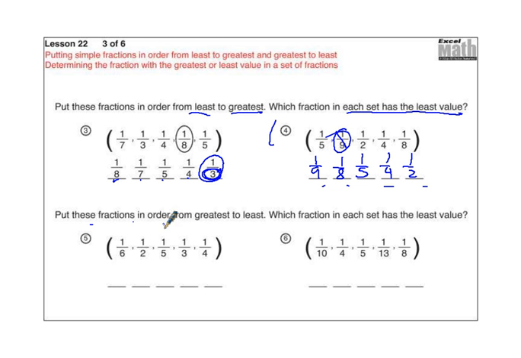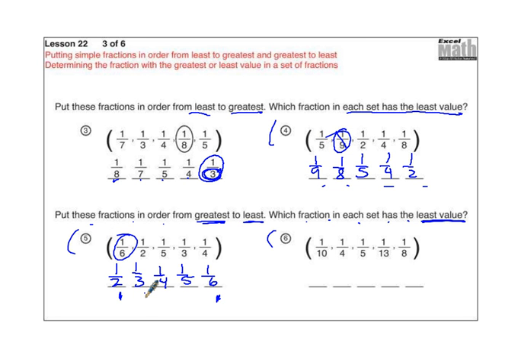Now this part says put the fractions in order from greatest to least, and which fraction has the least. We're still going to identify the least one by circling that, but we're going to put the fractions starting with the greatest here and the least down there. Pause the video, do 5 and 6, turn it back on when you're ready for the solutions to those. All right, the greatest fraction here is 1/2, and then we go to 1/3, 1/4, 1/5, and 1/6. So the least fraction is 1/6.